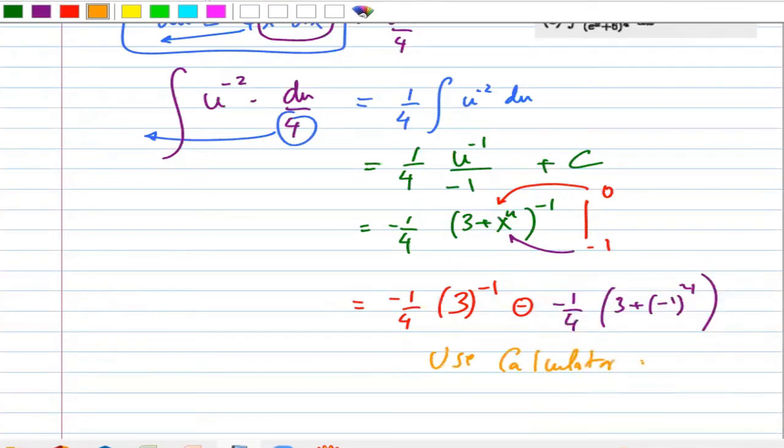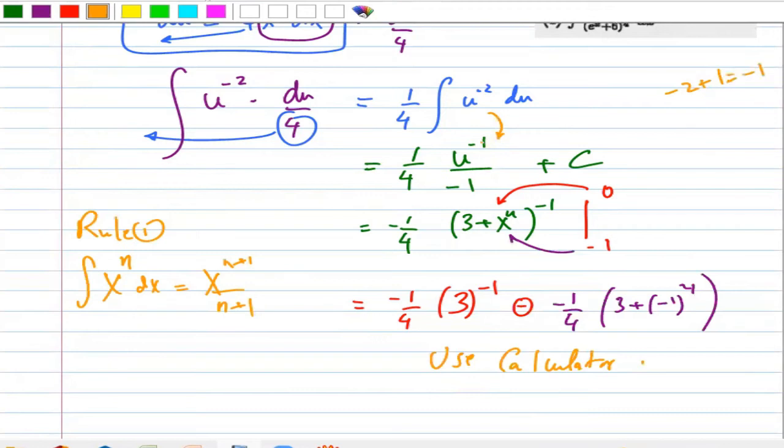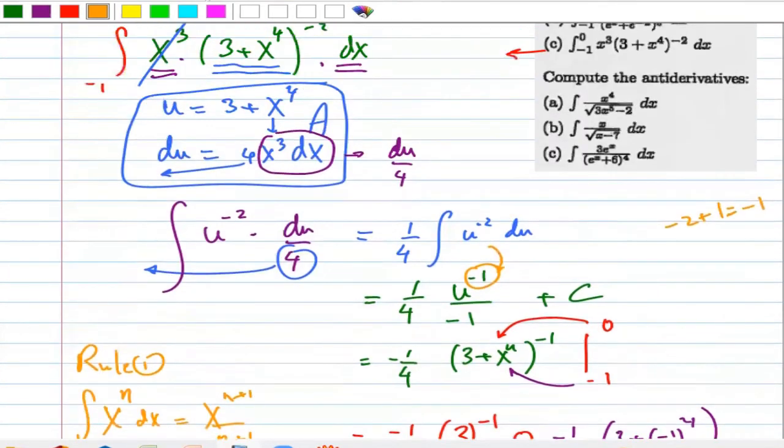I don't understand how we went from u to the -2 to u to the -1. Right here, this is rule number 1. It says when you have x to any power n, you add 1 and you divide. But minus 2 plus 1 is how much? When you add 1, you get minus 1. I understand that, but we already found the derivative before, so what made you realize that at that point I have to do plus one?